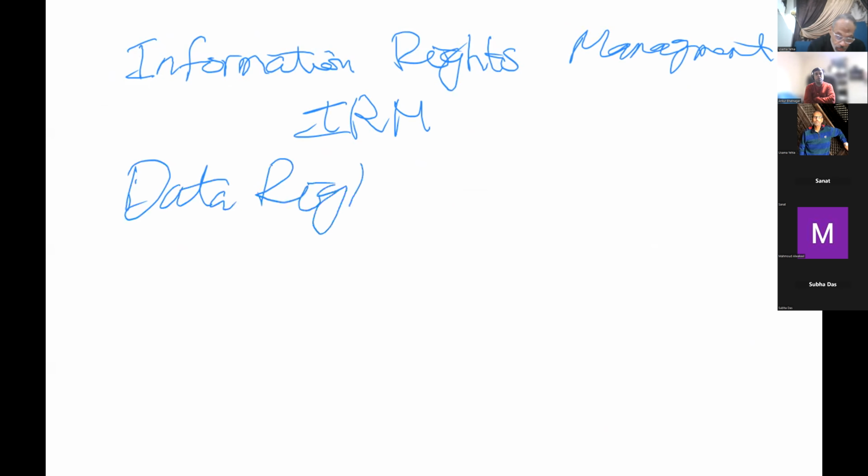Data rights management, DRM. Tell me, I want to hear from you, what are IRM and DRM? We can say that IRM is for specific information, and data, if you can say the whole data, you can have an additional layer of security on the data itself. Okay. Any other answer?